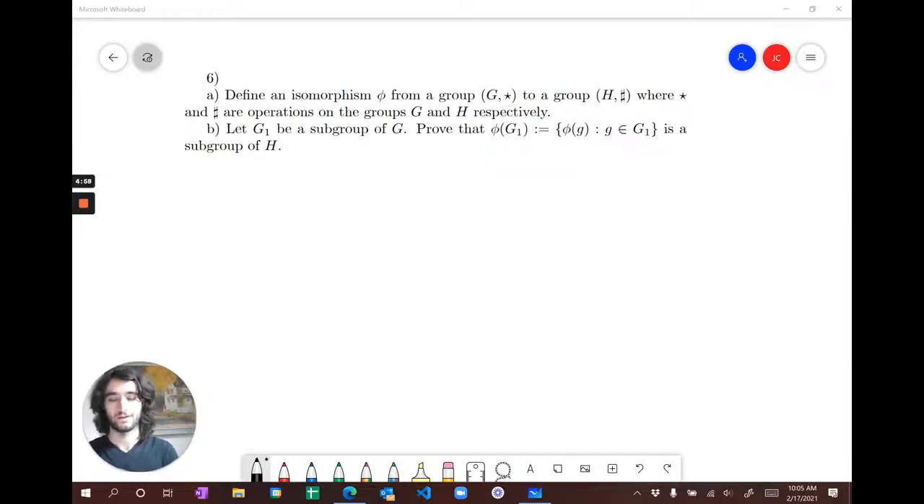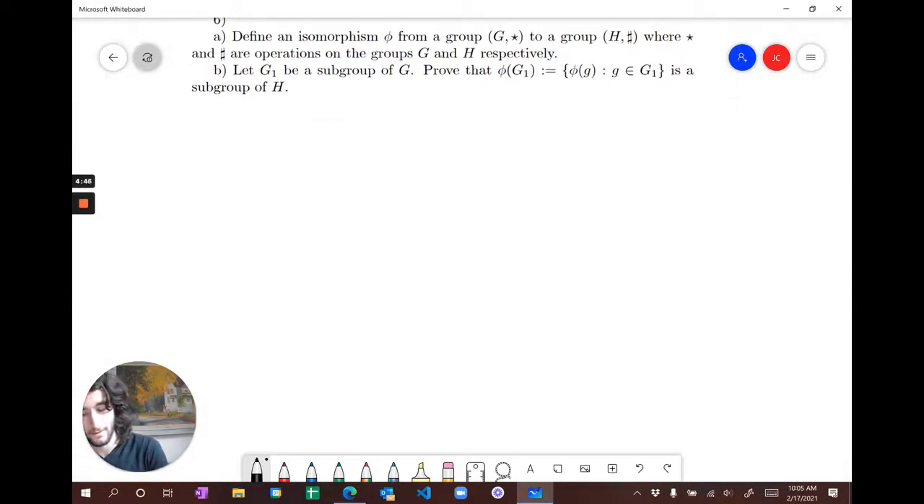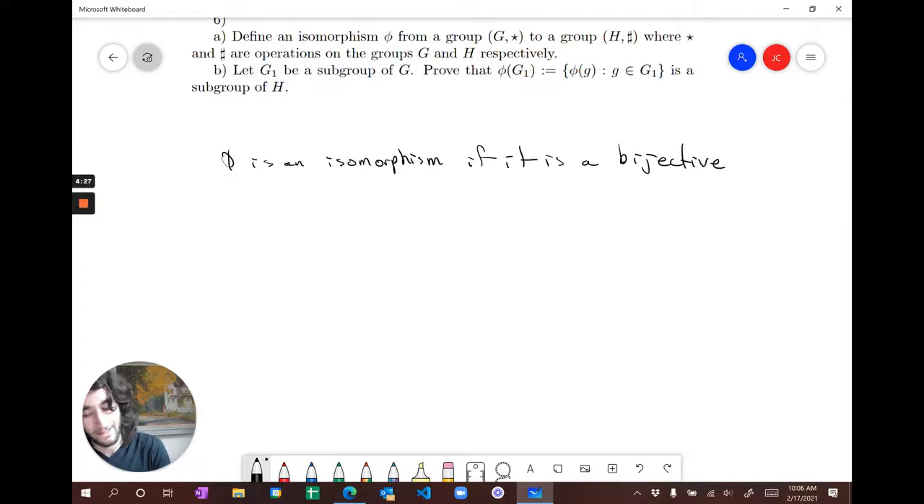Okay, question 6. So this one is about isomorphisms. Define an isomorphism phi from a group G with operation star to a group H with operation sharp, where star and sharp are operations on the groups G and H respectively. Okay, so what is an isomorphism? One way to say it is to say it's a bijective homomorphism.